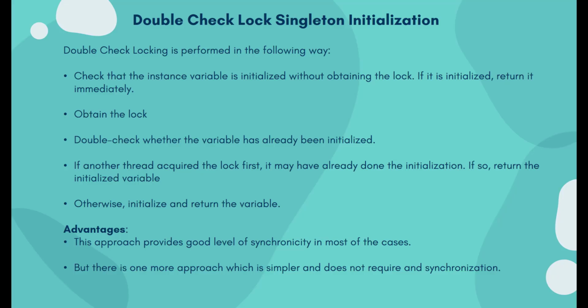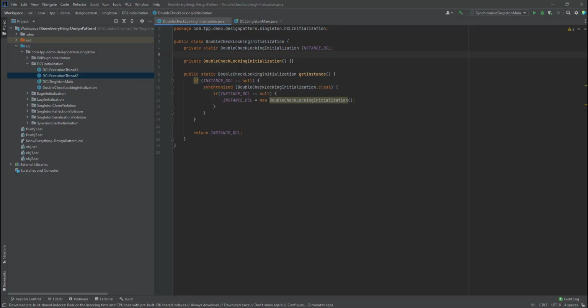Now let's have a look into double check lock singleton initialization. The double check locking technique is an efficient upgrade to the synchronized instantiation of the singleton class. Here, we will add one more level of null check for the instance variable just after obtaining the lock with the synchronized block. Let's go into the code to check how it works. This is a class to understand double check locking initialization. The code is very similar to synchronized initialization with a minor difference.